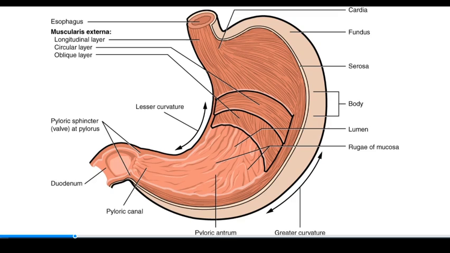There are also 3 layers of muscular tissue in the muscularis externa of the stomach. Circular and longitudinal fibers like other organs, but then there's an oblique layer going at another angle, 45 degrees from the other two. And that extra layer allows for more contractile activity, which is important for churning within the stomach.